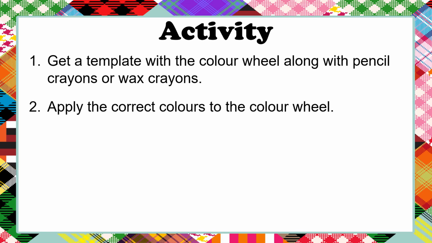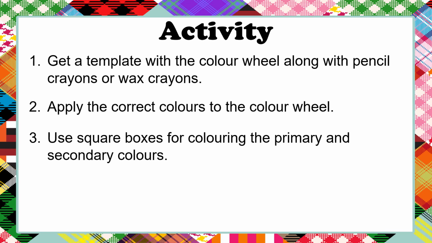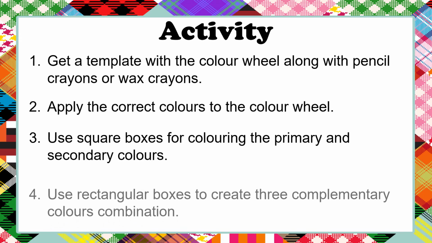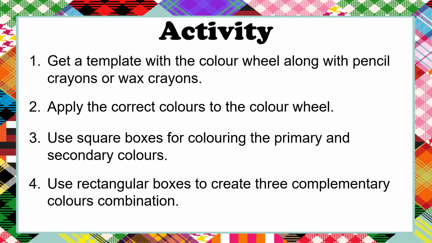Apply the correct color to this color wheel. Use square boxes for coloring the primary color and secondary color. So you could add some square boxes to the side of your paper. You can also add some rectangular boxes to the side of your paper to create 3 complementary color combinations. So I know you will do well.